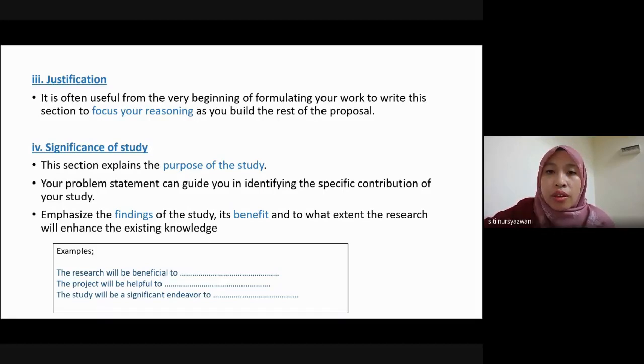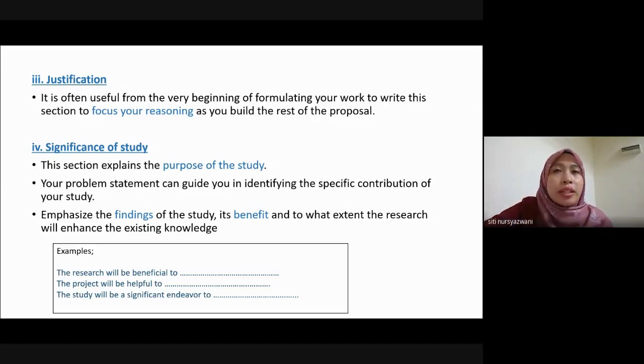Alright, so next, dalam introduction ni juga perlu ada justification, and this justification biasanya useful from very beginning of the formulating of your work to write this section, and also to focus reasoning as you build the rest of you punya proposal. And the last one, perlu ada significance of study. Apa pula significance of study ni? Okay, significance of study ni macam ni menjelaskan lagi, explain the purpose of your study, tujuan untuk awak buat projek ni, tujuan ataupun explain you punya objektif lah.